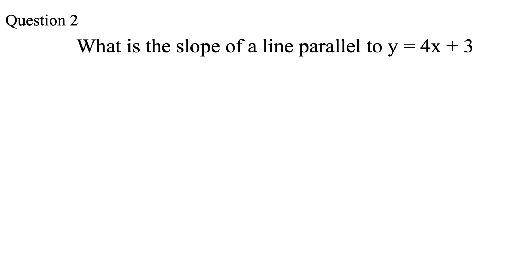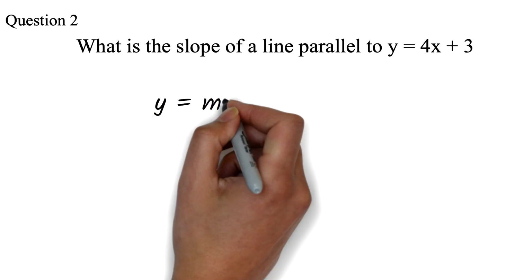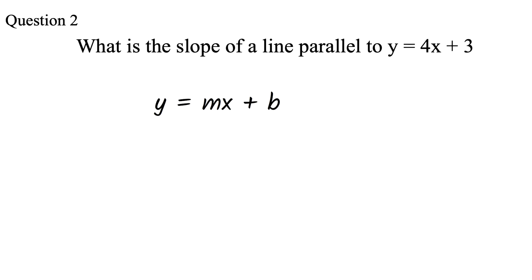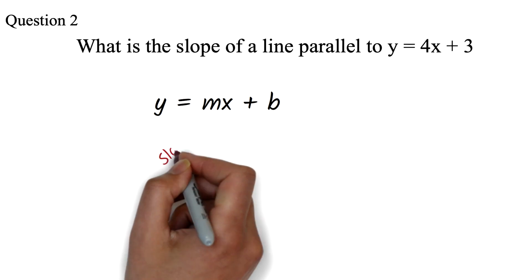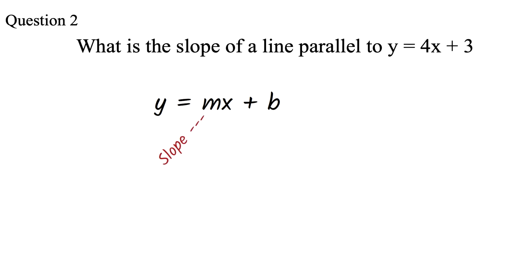Question 2. What is the slope of a line parallel to y equals 4x plus 3? If you see a question like this on the GED, consider it an easy bonus point. There are two things you have to know and remember to answer this question. The first is that the equation is in the slope-intercept form of the equation of a line, y equals mx plus b. In this form, the coefficient of the x, or the number with the x, is your slope. So here the slope is 4.